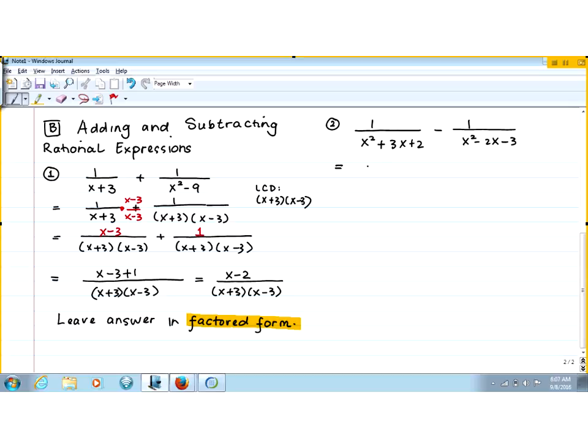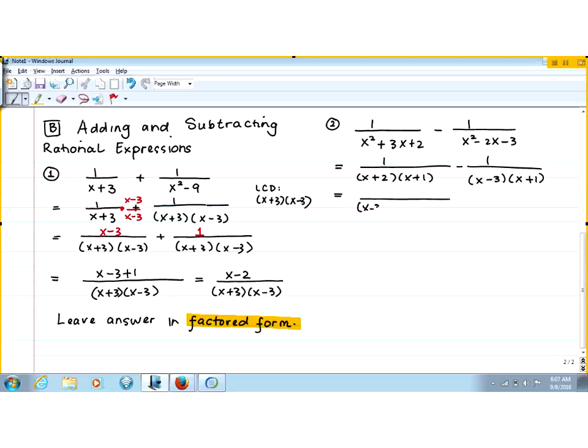Okay, so let's work on these. What is this? Factor out. x plus 2, x plus 1. Okay. What about the other one? x minus 3, x plus 1. So what is the LCD? x minus 3, x plus 1. Yeah, x plus 2, x plus 1, x minus 3.